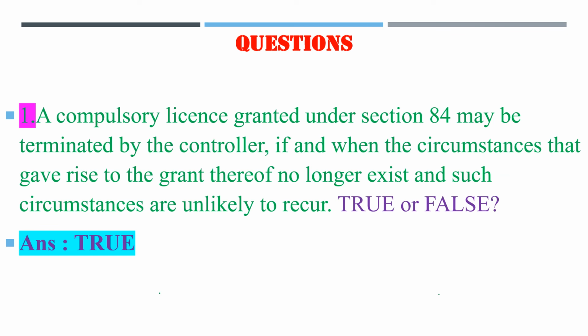Question number 1. A compulsory license granted under section 84 may be terminated by the controller if and when the circumstances that gave rise to the grant thereof no longer exist and such circumstances are unlikely to recur. Is this statement true or false? The answer is that the statement is true, and for this please refer to section 94 subsection 1. Fine, let us proceed.